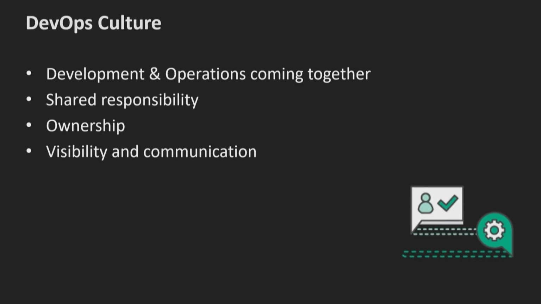So, development and operations coming together. Shared responsibility and ownership is really the high order bit here. It's not solely the operations team's responsibility that the product works, it's everybody's responsibility. And visibility and communication, so ensuring that people are working together.